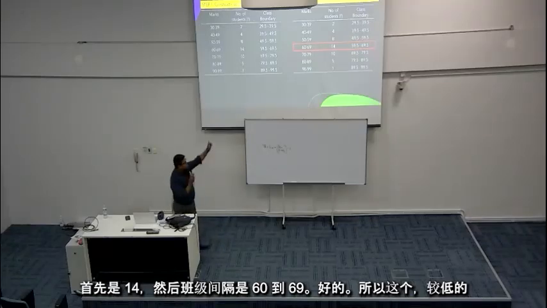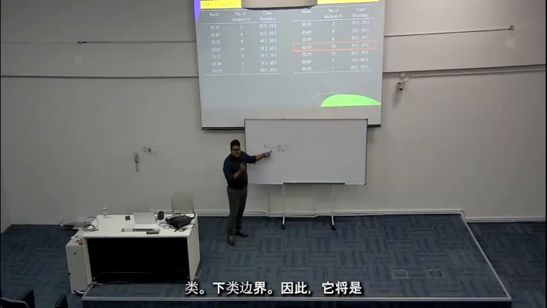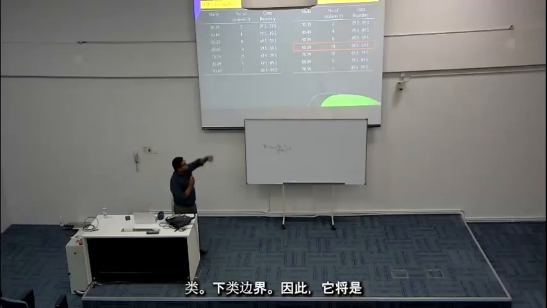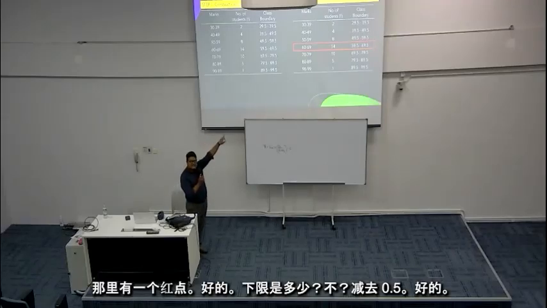Okay. Alright, so this one, the lower class boundary. So what will it be? The lower class boundary for the class highlighted in red there. Okay? What will be the lower class boundary? No?